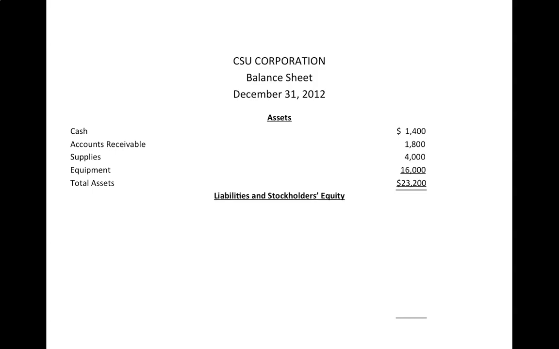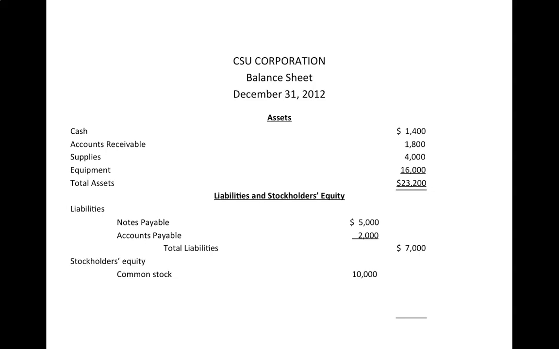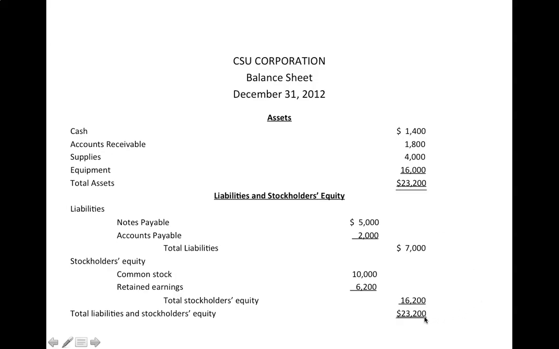The next part of the equation are liabilities and stockholders' equity. Assets equal liabilities and stockholders' equity. Liabilities, our notes payable was $5,000, accounts payable $2,000, so our total liabilities were $7,000. Stockholders' equity, we have our common stock and retained earnings, which we got from the statement. Our total stockholders' equity is $16,200. When we add the two together, it's $23,200. So our assets equal liabilities and stockholders' equity.